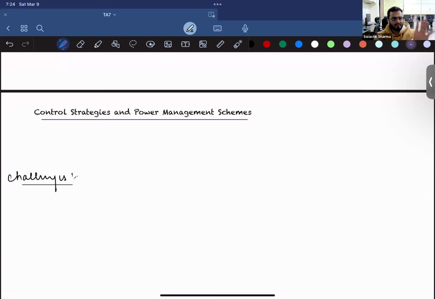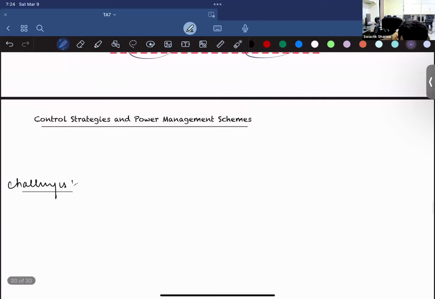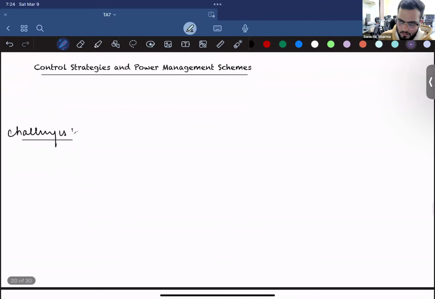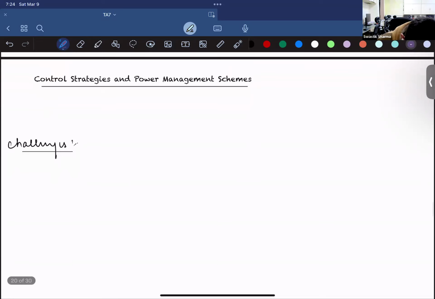So we'll see, this is a challenge. It's not possible as of now. That's why we use power management schemes to be better able to manage these resources. Let's talk about that. So control strategies are still being developed. Their operation and their control is very difficult. We'll discuss in the challenges. I'll first discuss what is power management scheme, PMS.